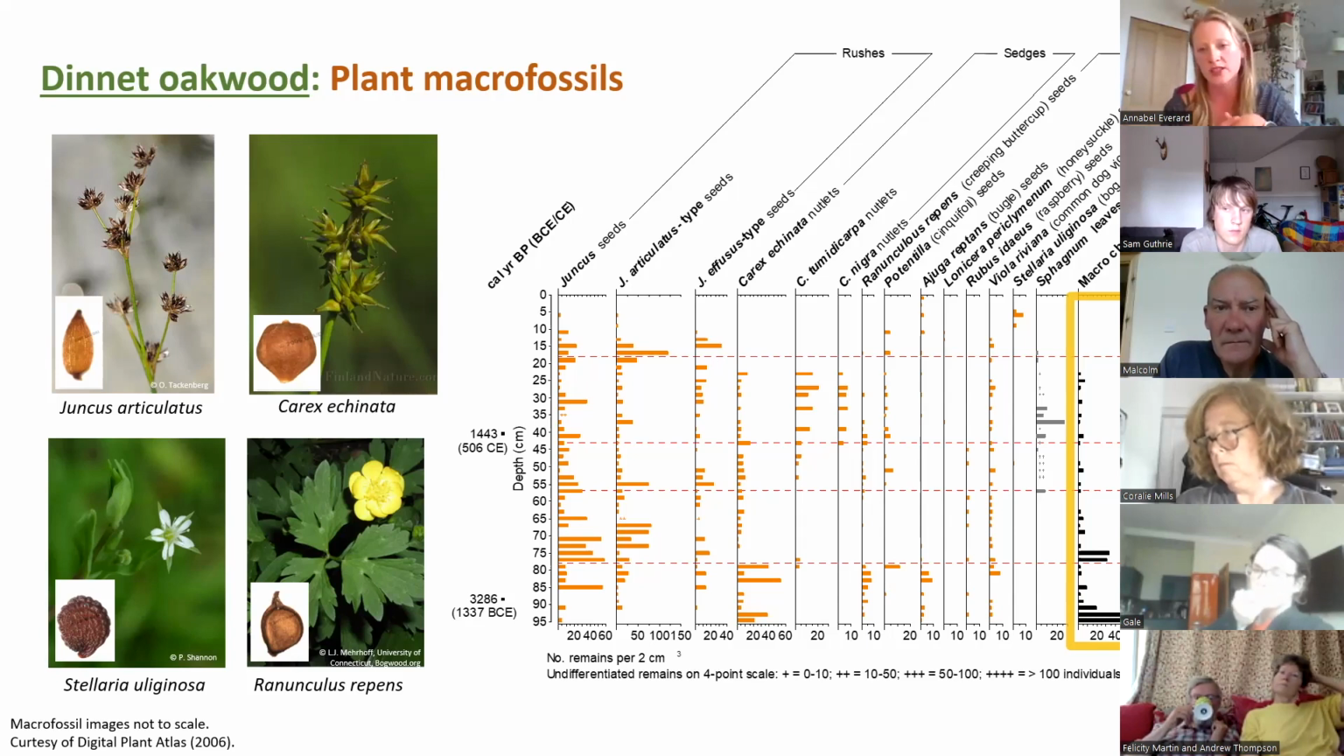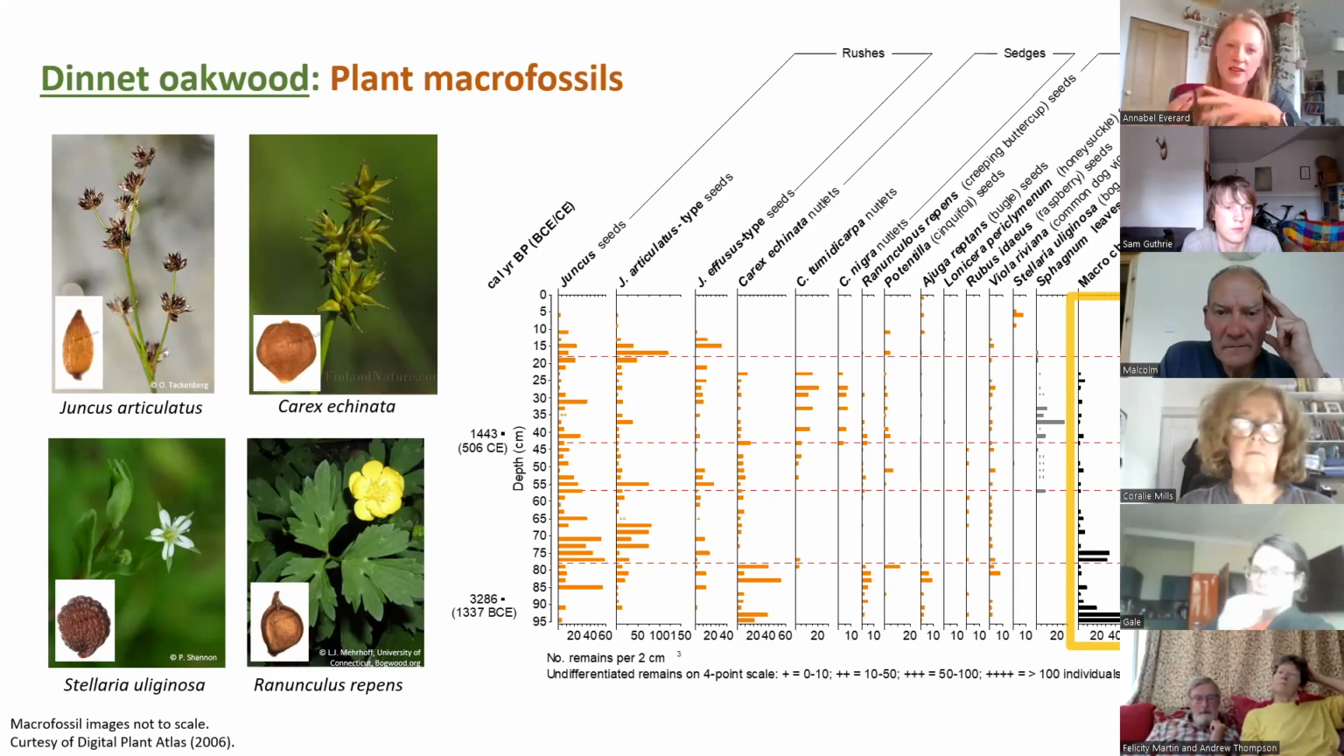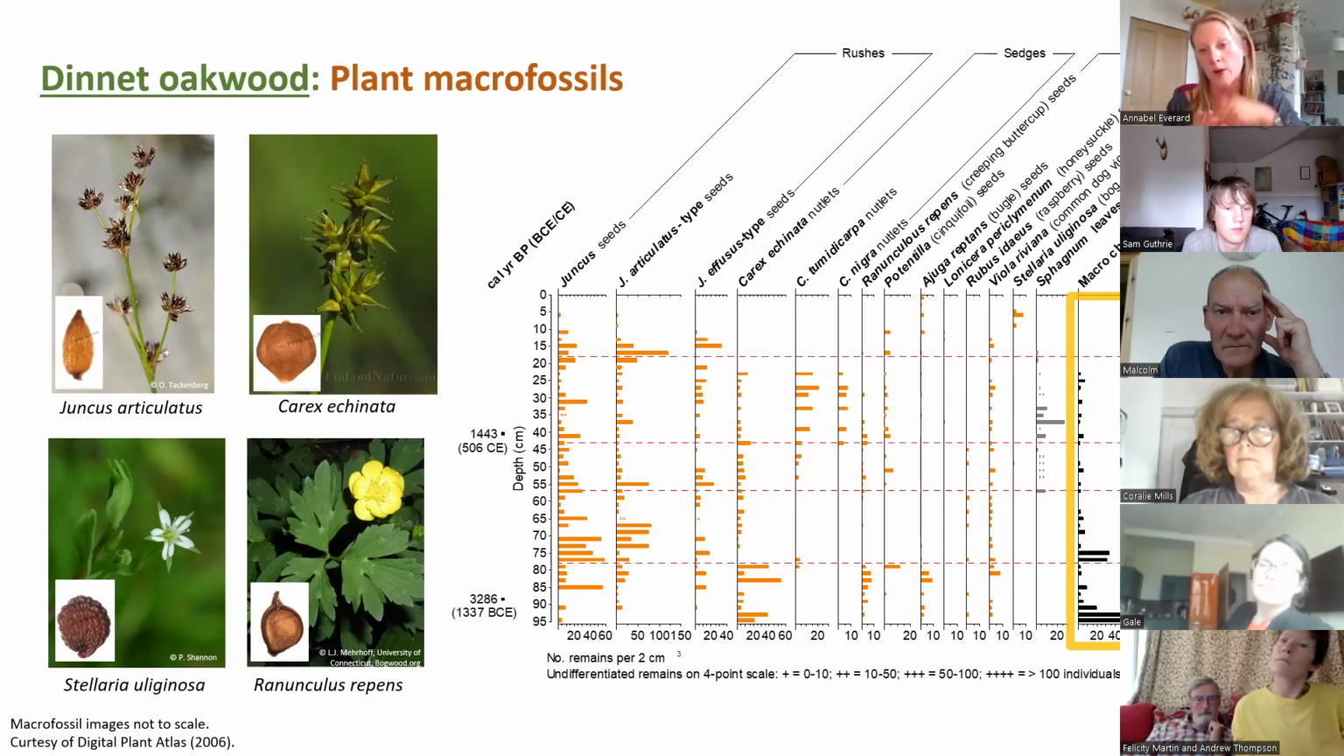And this supports the idea that Dinnet oakwood was purposely conserved within a landscape of increasing human pressures. Generally, it seems that burning wasn't actually that important a factor in creating disturbance in Dinnet oakwood. Instead, grazing seemed to be more substantial. We saw evidence of grazing throughout the record.